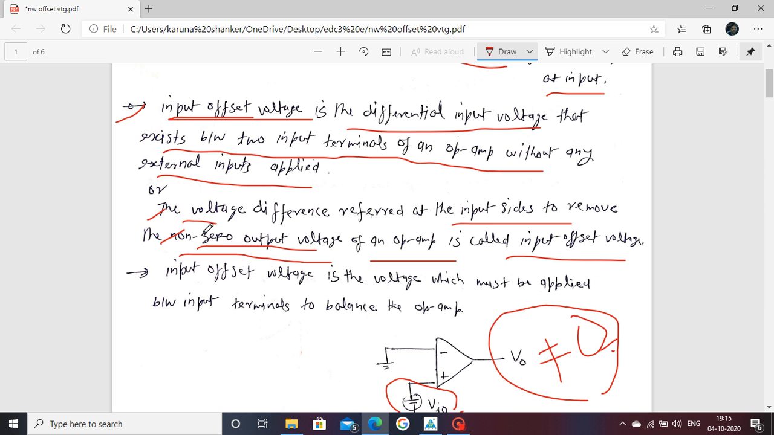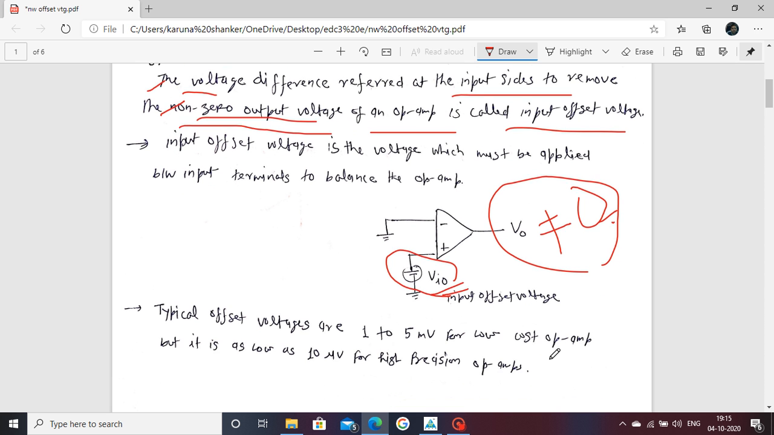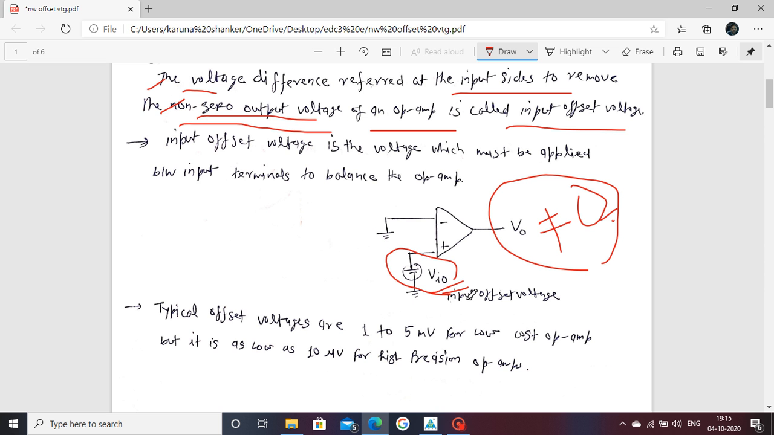That's why the definition is the voltage difference referred to the input side to remove a non-zero output voltage. Whatever output comes, we want to remove it and make it 0. How do we make it 0? We apply an input offset voltage. Input offset voltage is a disadvantage of the op-amp.